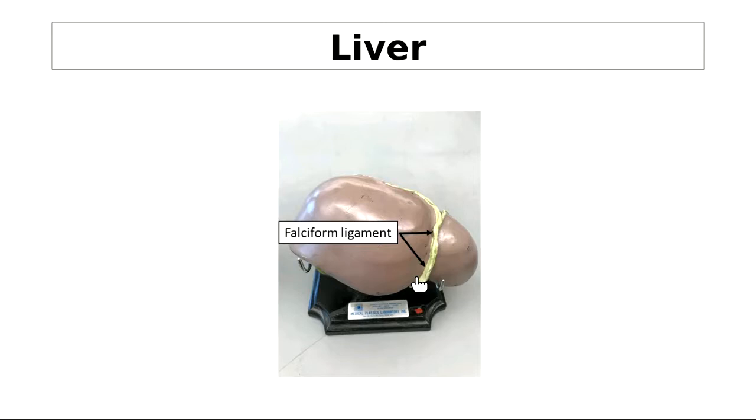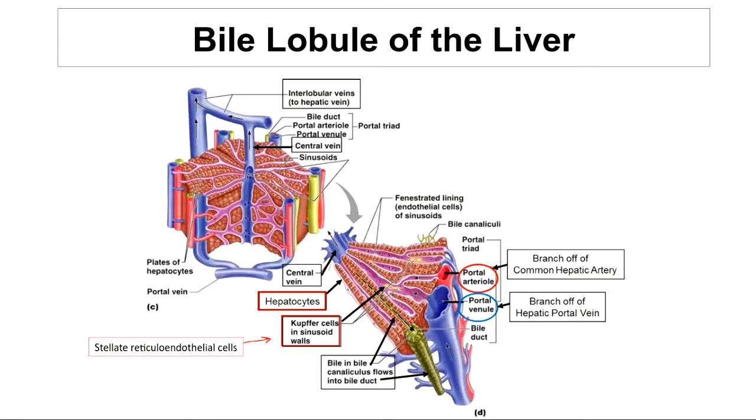The functional cells of the liver are called hepatic cells, H-E-P-A-T-I-C cells, and they form bile. Now you can see over here I've boxed in the word hepatocytes. So all these little brown cells here on this picture are hepatocytes, and they will form bile.